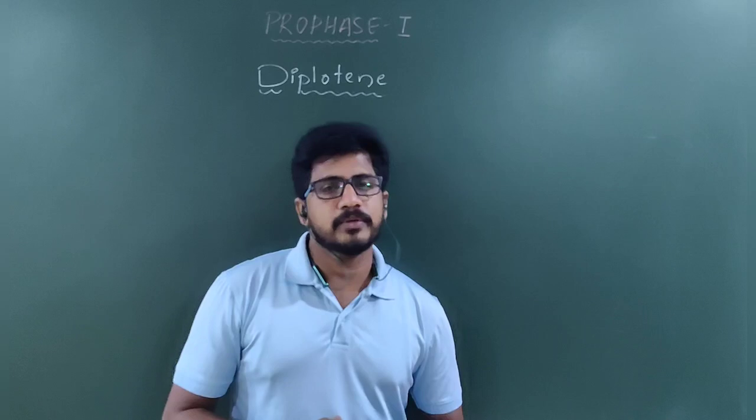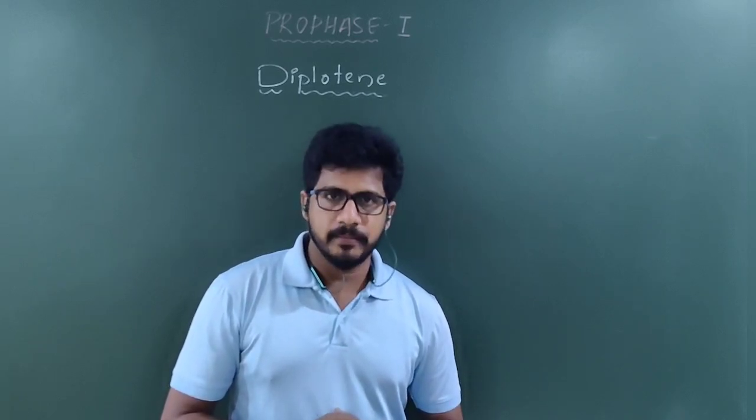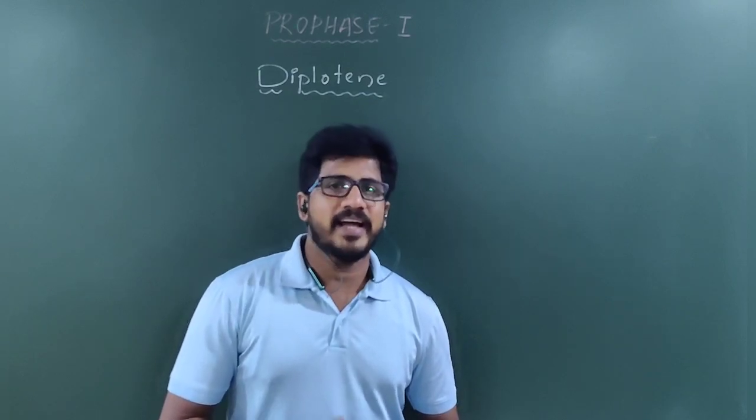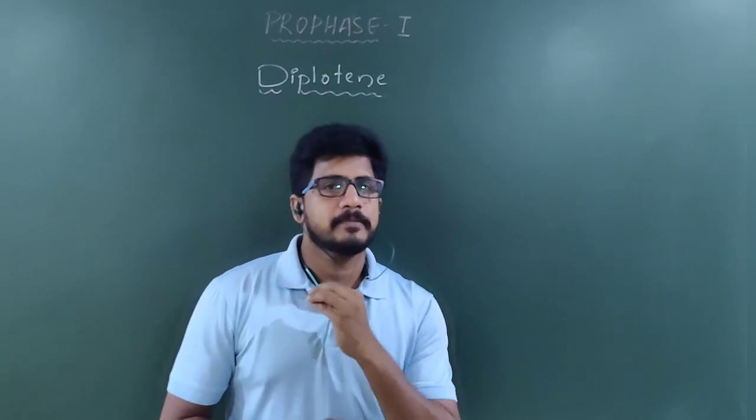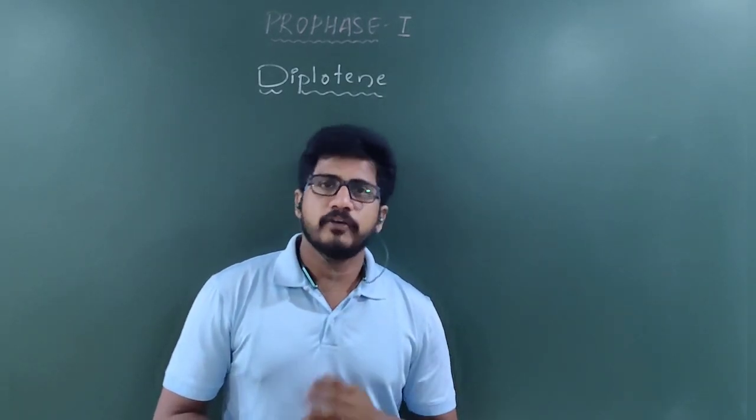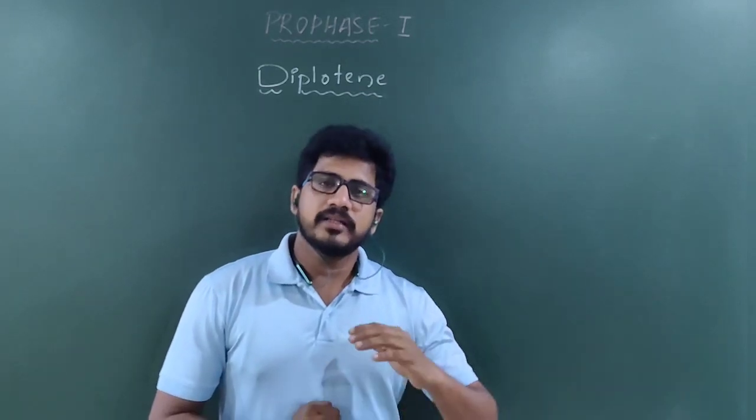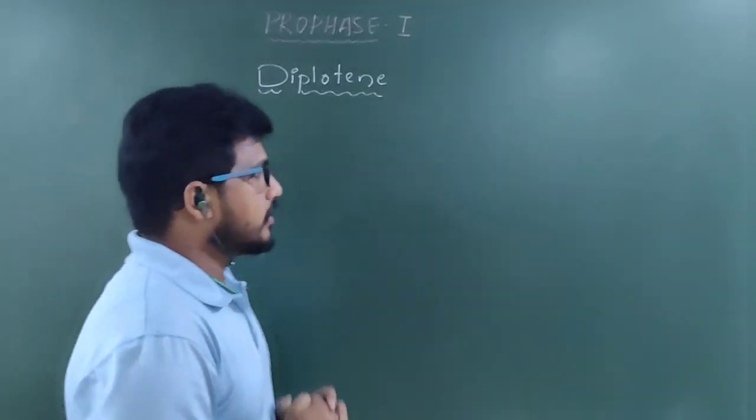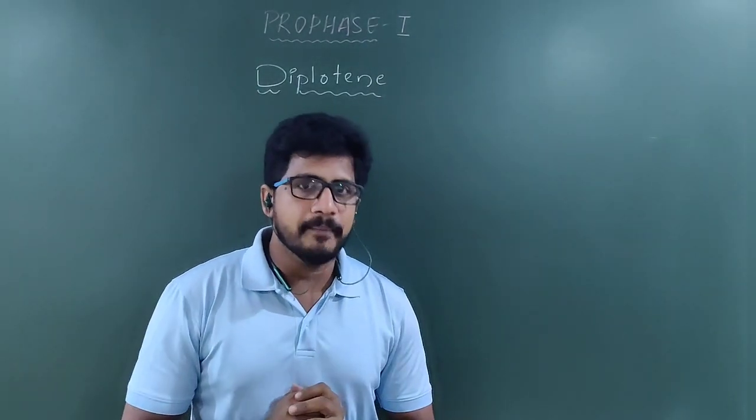In this session, I am going to complete prophase 1 with the rest of two phases. Diplotene and diakinesis were pending. The first phase is leptotene, followed by zygotene and followed by pachytene. In the diplotene and diakinesis, what will happen? Let us see. Before that, just remember, in the pachytene what has happened?